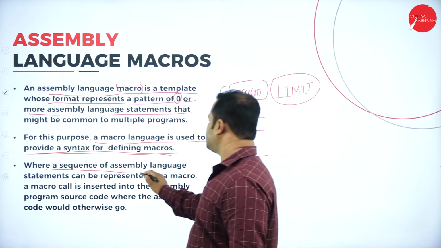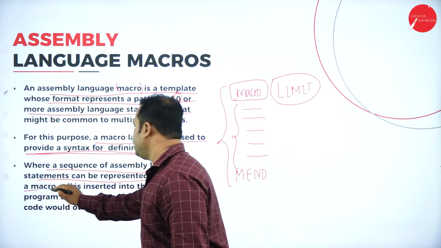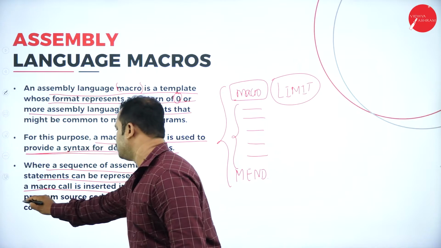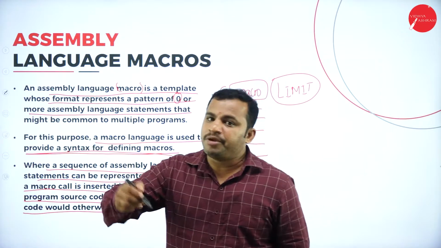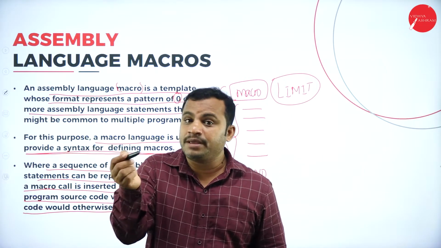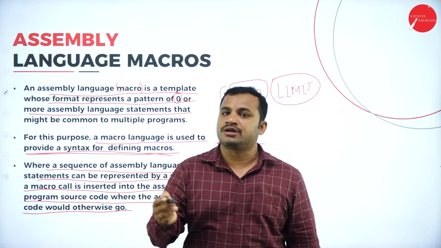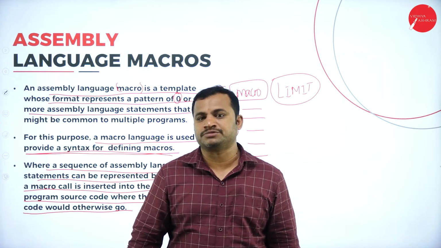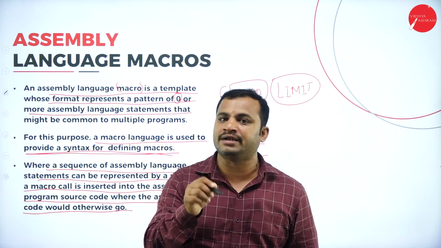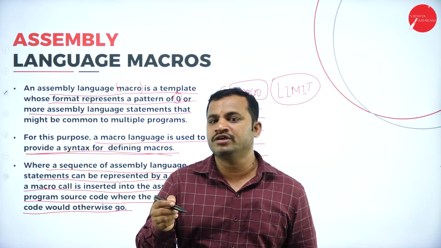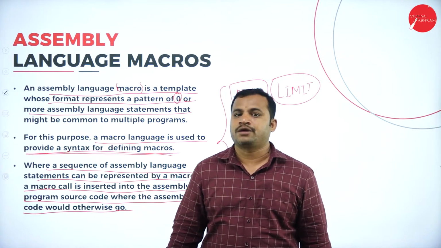When a sequence of assembly language statements can be represented by a macro, a macro call is inserted into the assembly program source code where the assembly code would otherwise go. That means before the actual expansion, the preprocessor directives check whether any macro expansion is required for any of the programs. If it comes across any macro expansion written by the programmer, then the source program is given to the macro processor.